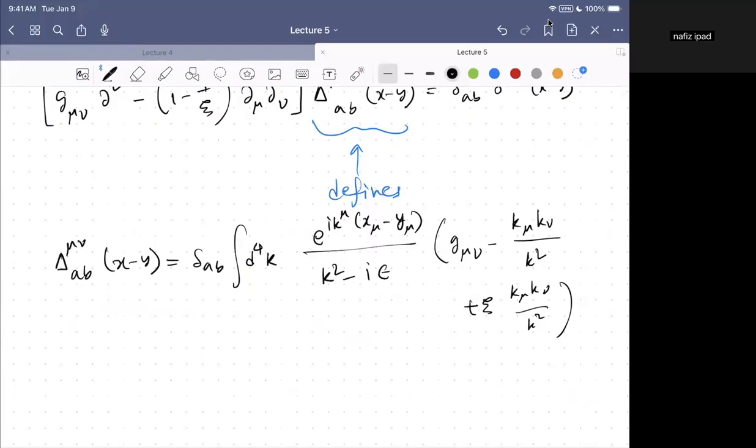So from here, you can guess that in a Feynman diagram, when you draw a propagator for the gauge field, you have to specify these things as well. You have to specify mu and A on one side and nu and B on the other side. And then the value of this propagator will be given by this.